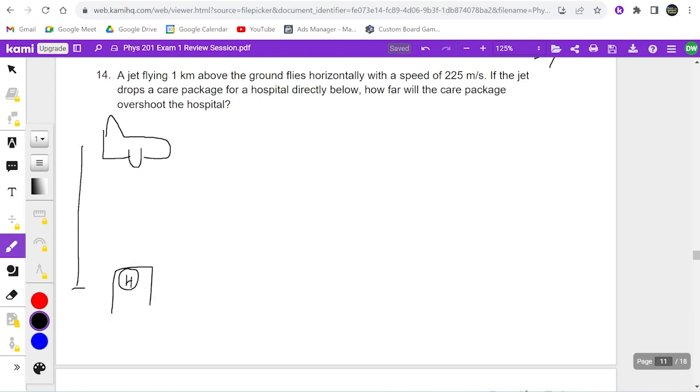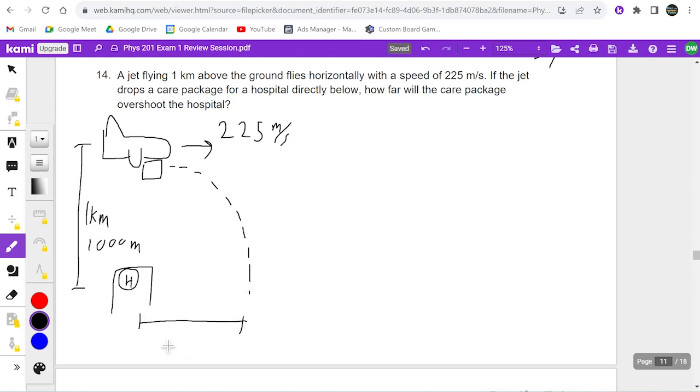It is 1 kilometer in the air, or 1,000 meters. I can write that too, 1,000 meters. And it drops a care package. Now, since the plane's going at 225 meters per second horizontally, it means that the care package is not going to drop straight down. Oh no. It is going to miss it, and it's going to look like this. So they should have done a better job when they delivered this care package. But we want to find this distance, delta x, that the care package missed. And that's what we're going to solve.